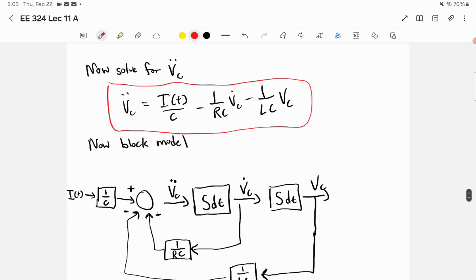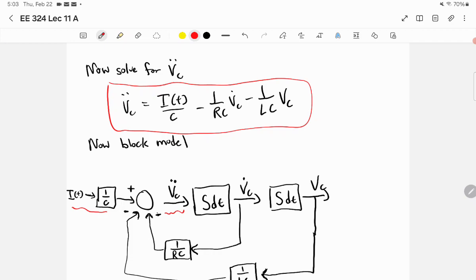Now let's put this into a block diagram. So notice that I have an I of t divided by C. So I'm going to need to feed that through a gain block in order to get that out, right? I'm going to start with I of t. It's going to go through some gain, 1 over C. And then it's going to go into the summer because vc double dot is going to take as input, if I started over here with vc double dot, I of t divided by C, which I've taken care of with this part.